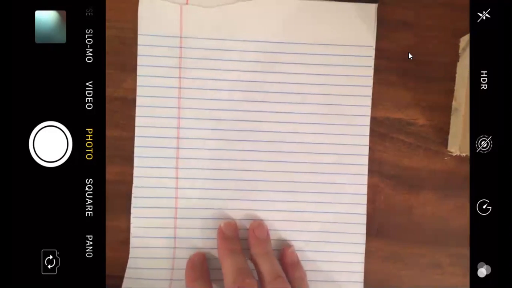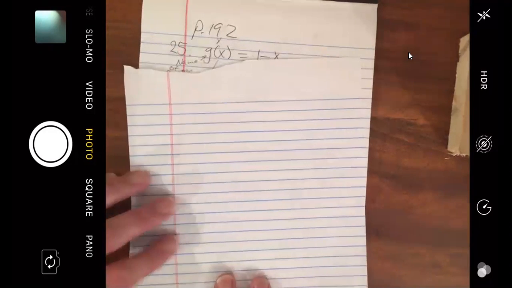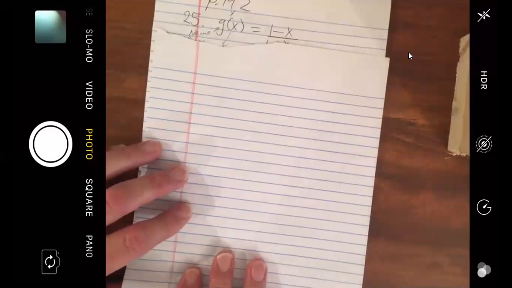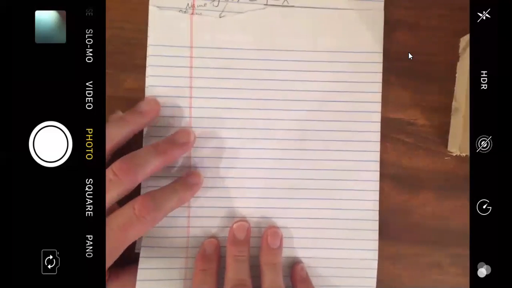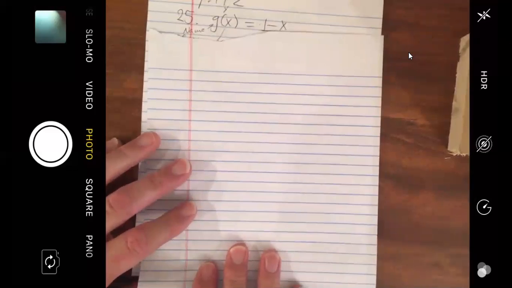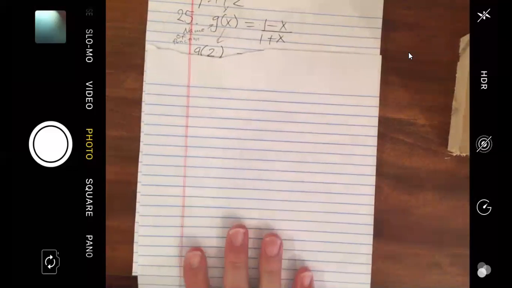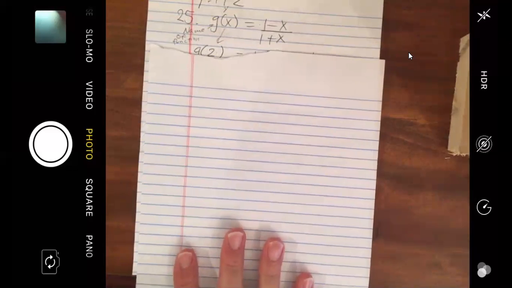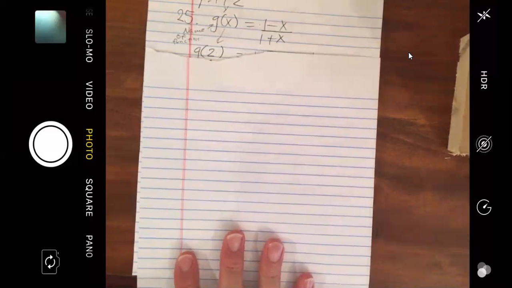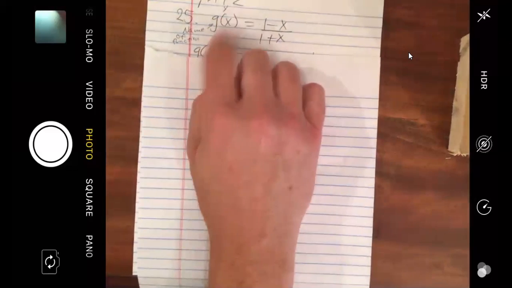So the first problem a student asked me to work was page 192, problem 25, this is from 2.1. And the idea is you're given a function, that's the fancy mathematical name, a lot of people call it a formula, and you want to plug numbers in. Plug some numbers in and then plug some other things in. I think it has 6 things it wants you to plug in.